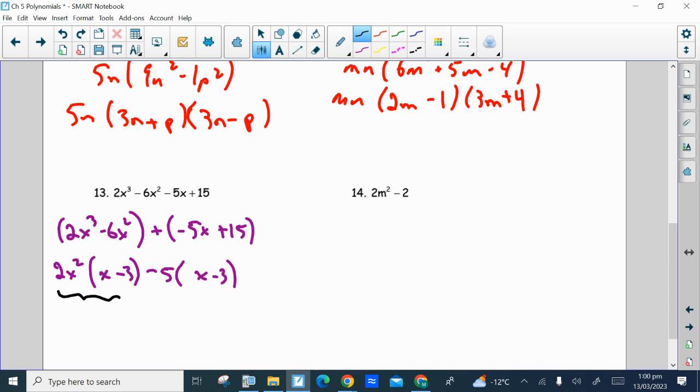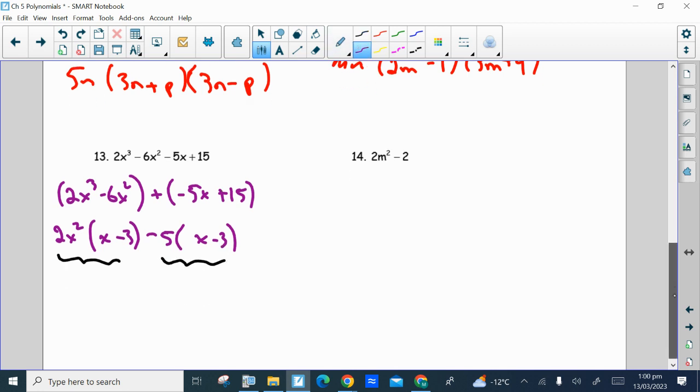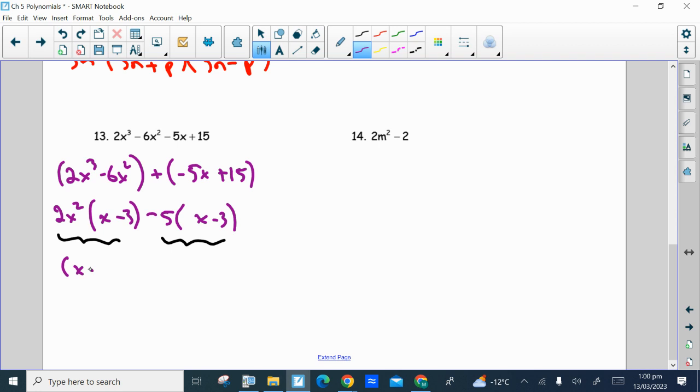So again, we got 2 terms here. There's the first term, there's the second term. Both of those terms have a factor of x minus 3. That is our common factor. To get the other factor, you'll divide each of these terms by the x minus 3, which will give us 2x squared, take away 5. So there's your factors.